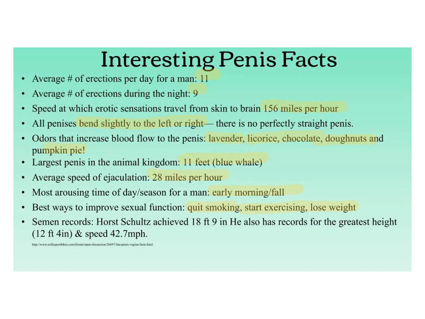Now, this one is also an interesting thing. This is a real thing, you guys, but the semen record is held by this guy named Horst Schulze. I believe he's German, and he ejaculated 18 feet and 9 inches in a horizontal fashion, and he also has the record for the height at 12 feet 4 inches and a speed of 42.7 miles per hour. Yeah, someone had to take that record.